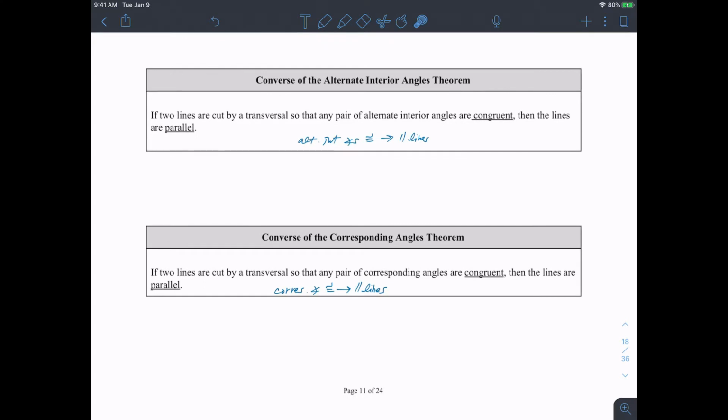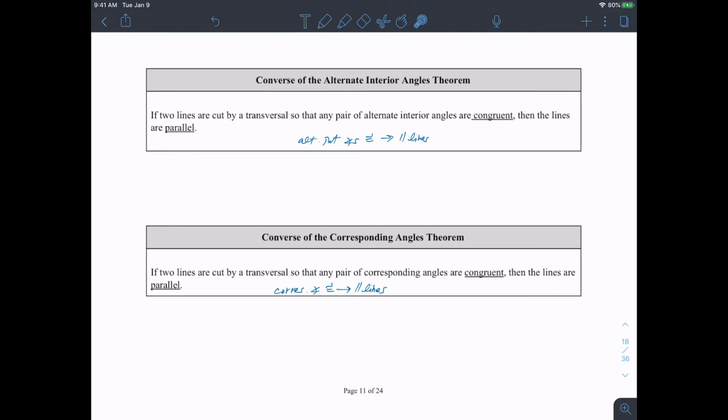And then there's a converse of the corresponding angles. If two lines are cut by a transversal so that any pair of the corresponding angles are congruent, then the lines are parallel. Okay, so that's why it's called different ways of proving that the lines are parallel.